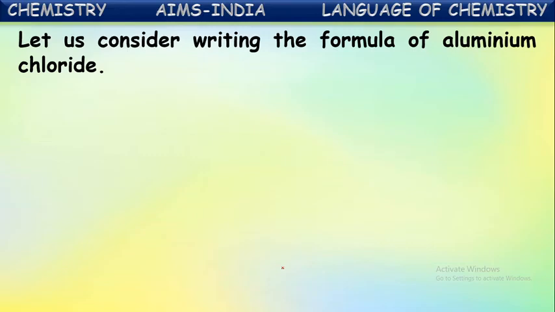Let us consider writing the molecular formula of aluminium chloride. In aluminium chloride, the positive ion will obviously be from aluminium. We know the ion formed by aluminium is Al plus 3. And what about the chlorine ion? We know it is Cl minus. Now let us follow the steps here to write the molecular formula of this aluminium chloride.